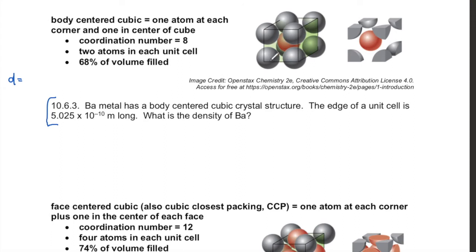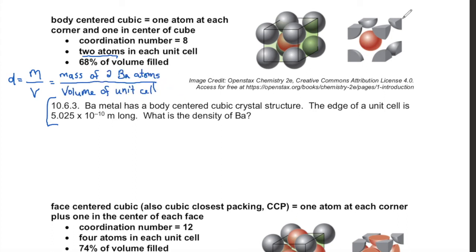So this unit cell, since it's a body-centered cubic, has 2 atoms of barium in the unit cell. So the density is the mass over volume. So we need the mass of 2 barium atoms divided by the volume, which is the volume of the unit cell.